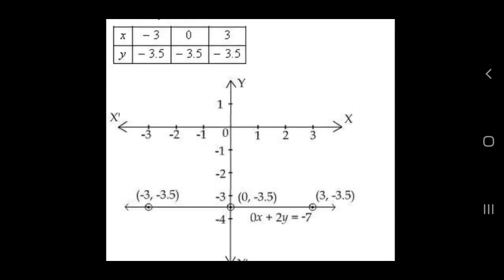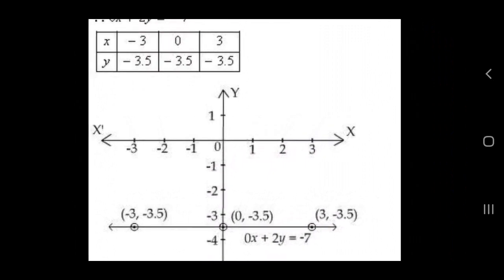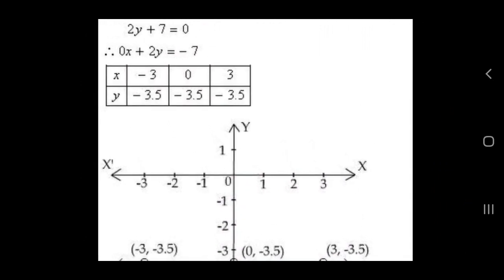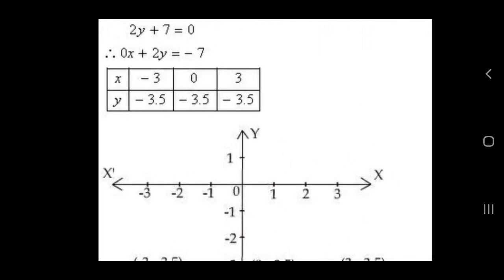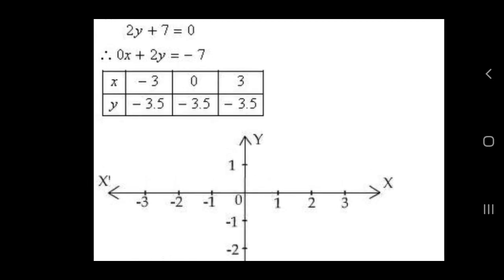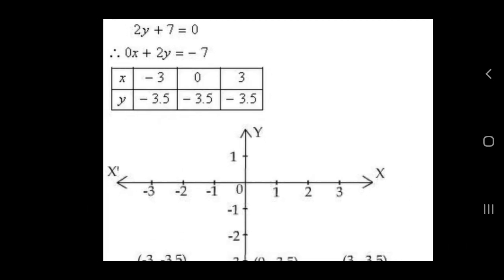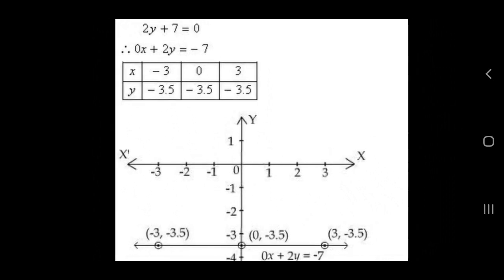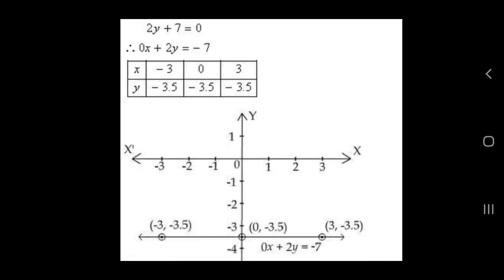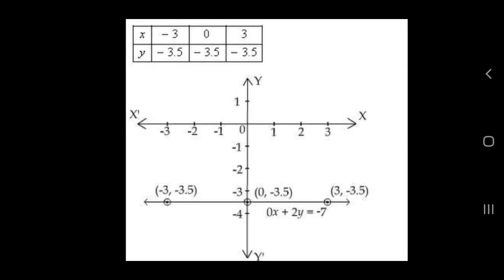Yes, listen here, dear children. The x-axis is represented by x dash and the y-axis by y dash. Then take a linear polynomial, 2y plus 7 equal to 0. It is given there, 2y plus 7. Then we have to draw the graph. While substituting different values, we can find the values of x and y. While drawing the graph, when x equal to minus 3, y equal to minus 3.5. When x equal to 0, y equal to minus 3.5. When x equal to 3, y equal to minus 3.5.